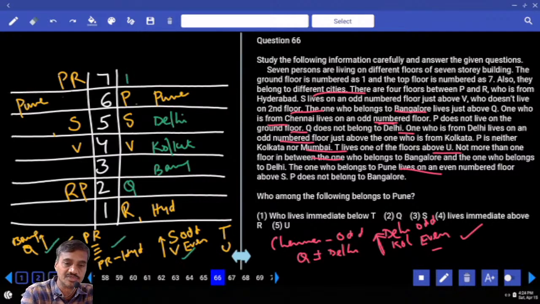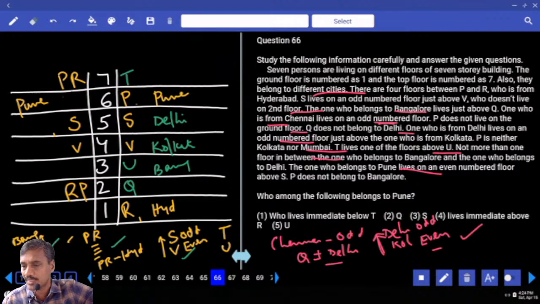Now we head on with this one. T is above U. T is here, U is here. Then we are left with: Q is not from Delhi, and the one who belongs to Pune lives on an even number floor above S. And P does not belong to Delhi.